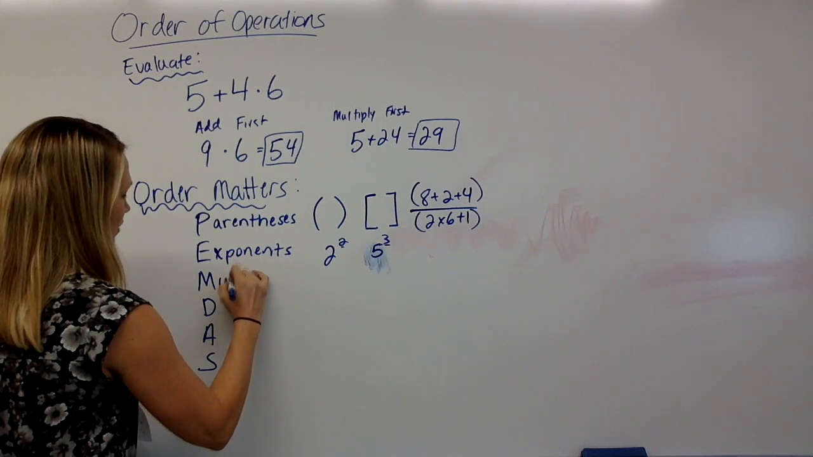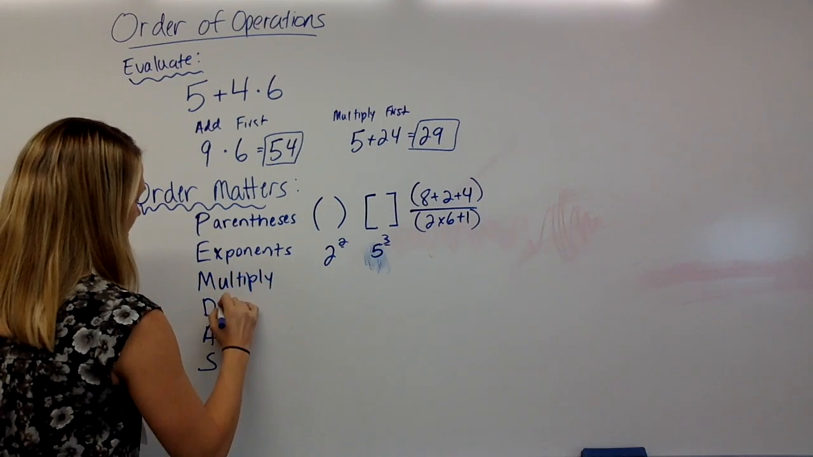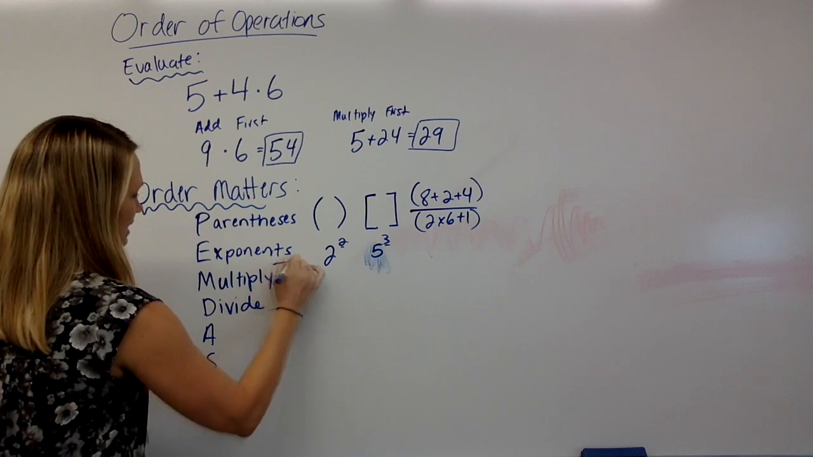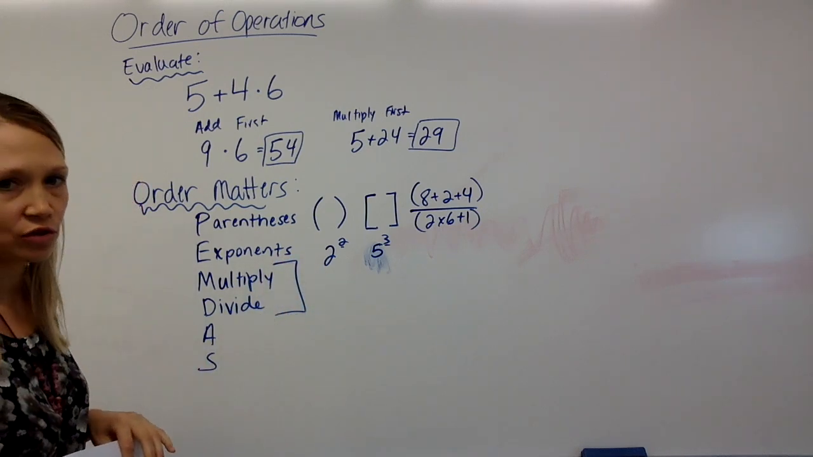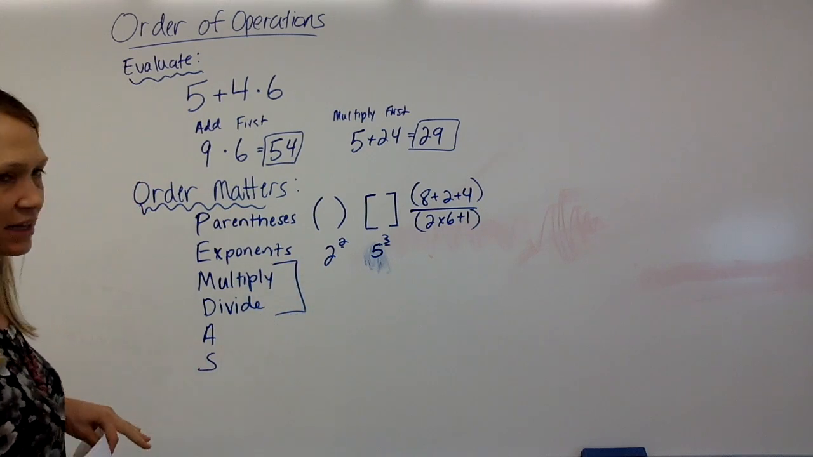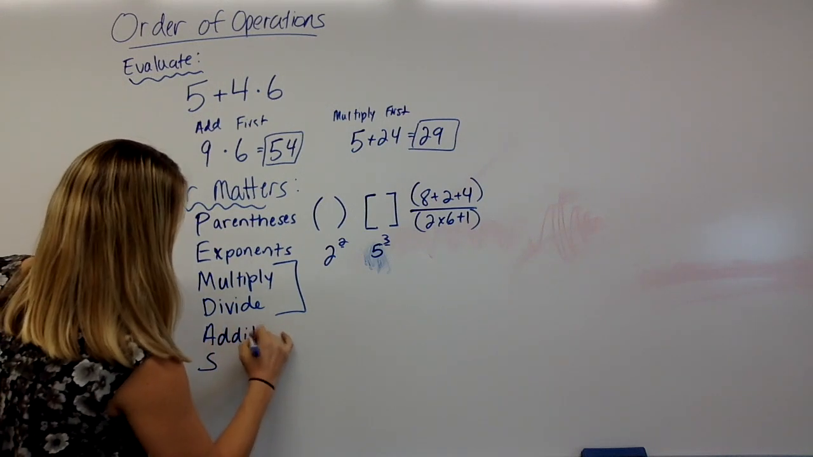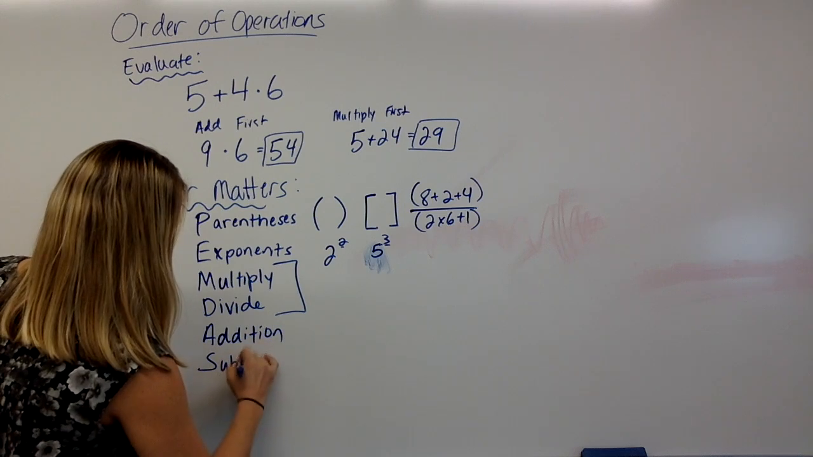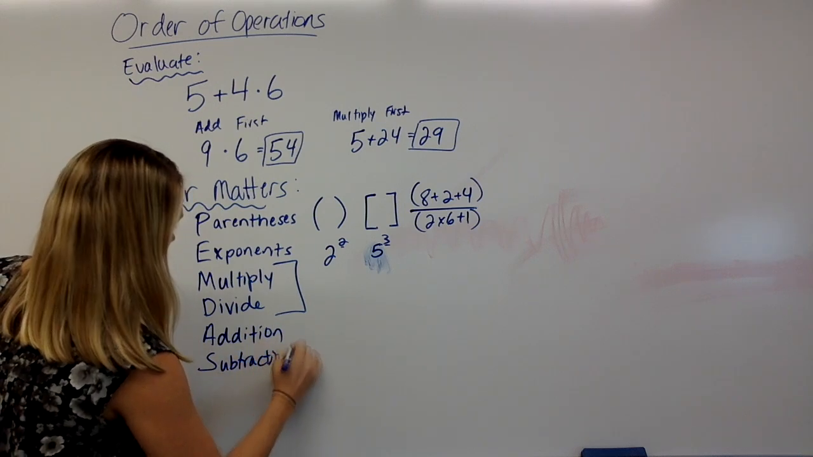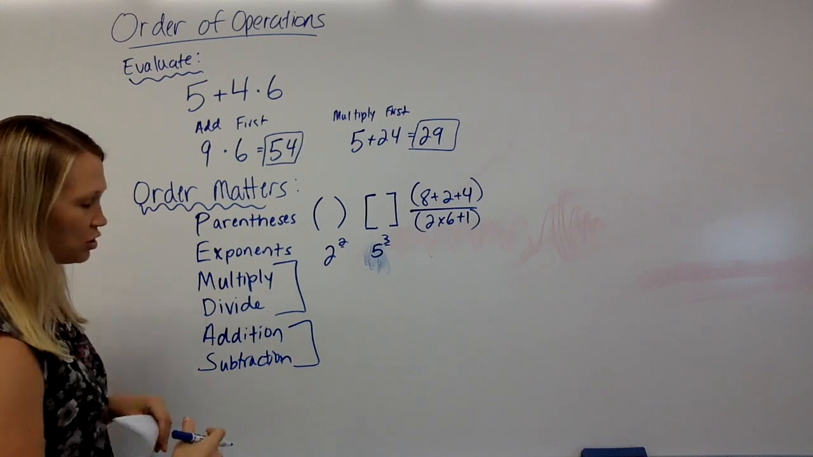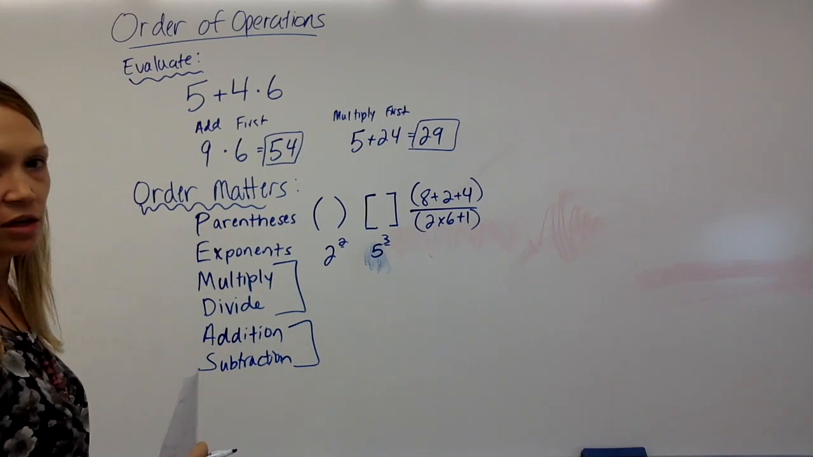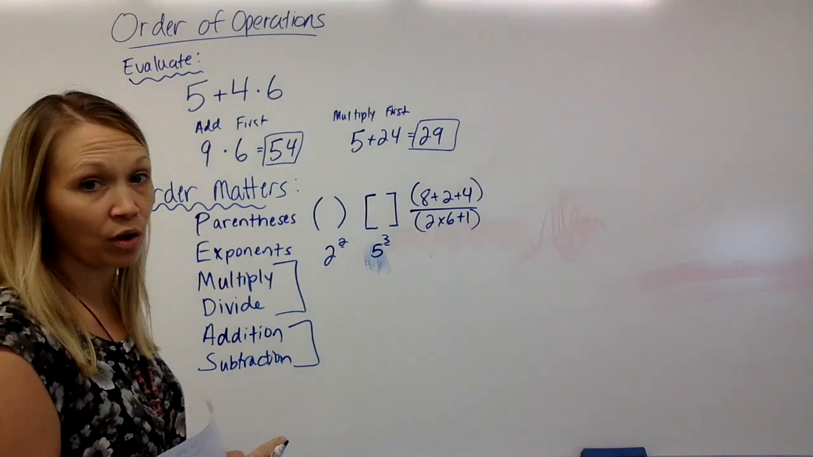Then M is multiply. D is divide. These kind of go at the same level. You can multiply or divide depending on what is in your problem. And then you have addition and subtraction. And those are also, again, at the same level depending on what you have in your problem. Okay, so let's try this with an example.